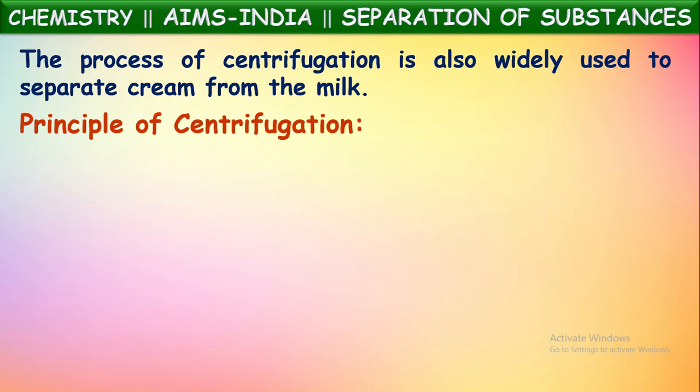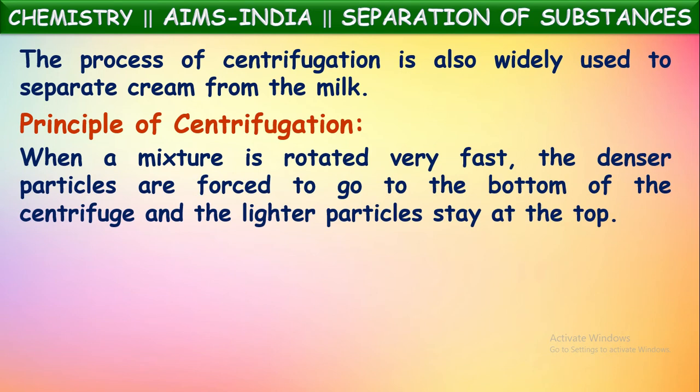What is the principle involved in this centrifugation? When a mixture is rotated very fast, the denser particles are forced to go to the bottom of the centrifuge and the lighter particles stay at the top. This is the main principle. In centrifugation, they make the mixture whirl at very high speed. While rotating very fast, the denser particles in the mixture will come to the bottom of the container, whereas lighter particles will remain at the top. In this way, the components are separated.